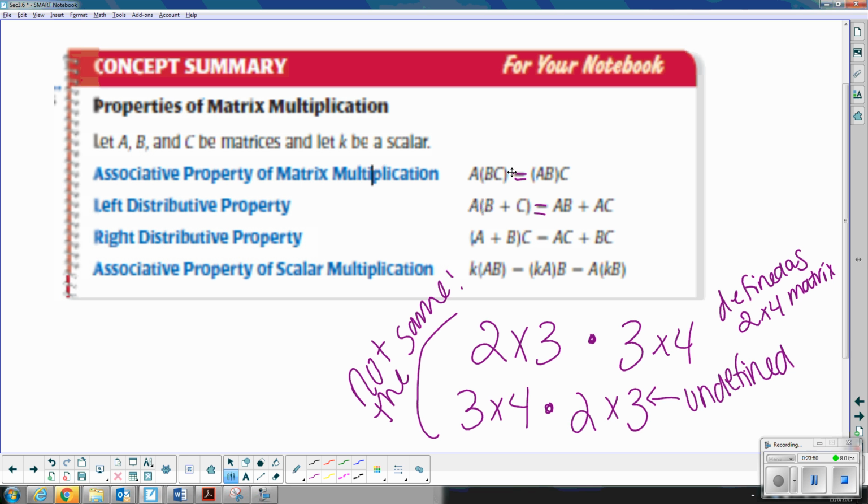So the left distributive property is a matrix A times the sum of matrices B and C gives you AB plus AC. The right distributive property says the sum of A and B, times C, equals AC plus BC. And then the associative property of scalar multiplication: K times the product matrix AB equals K times A times B, which also equals A times K times B.